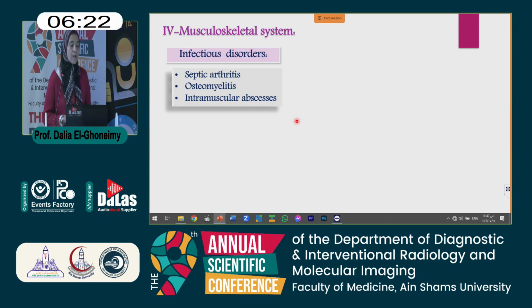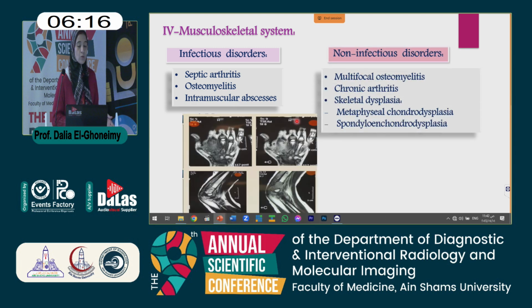The musculoskeletal system includes infectious disorders: septic arthritis, osteomyelitis, and intramuscular abscesses. But very interestingly, this osteomyelitis could be multifocal osteomyelitis, an autoinflammatory disease affecting the bone. And this is very important, like this in our patient.